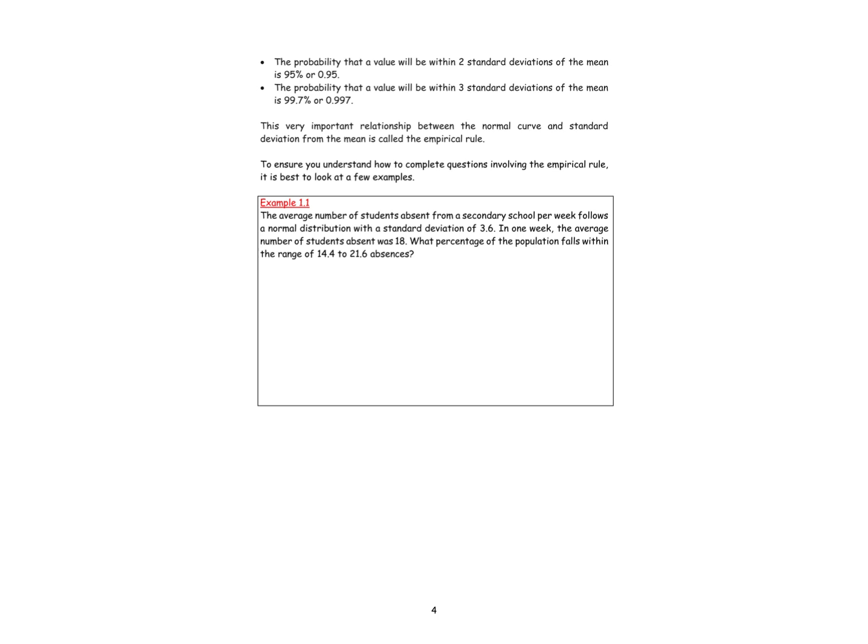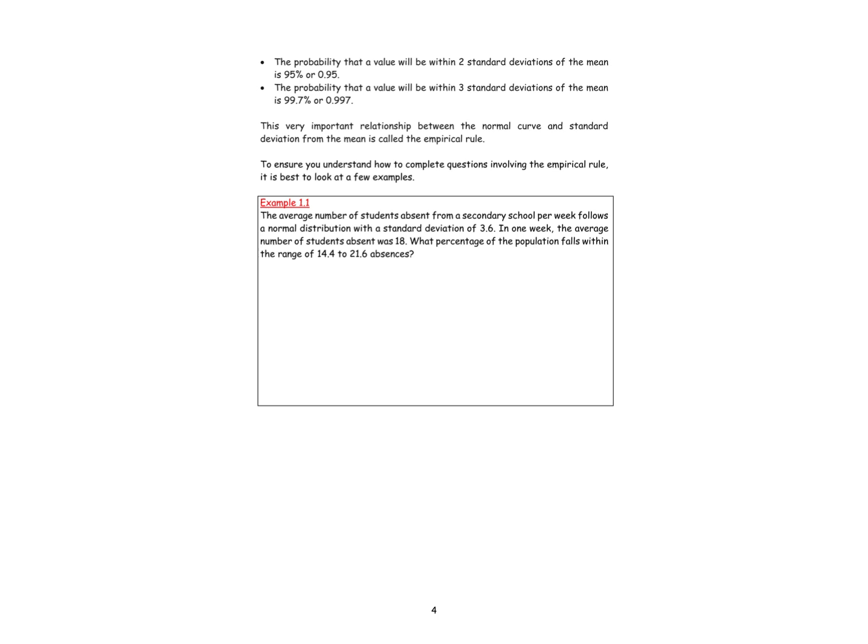To ensure you understand how to complete questions involving the empirical rule, it's best to look at a few examples. Example 1.1 here, it says the average number of students absent from a secondary school per week follows a normal distribution with a standard deviation of 3.6.